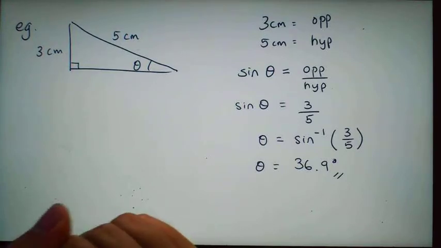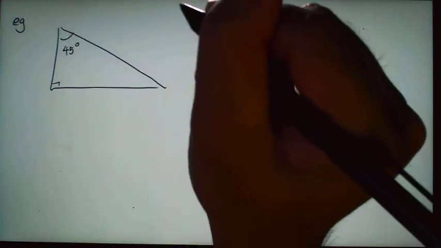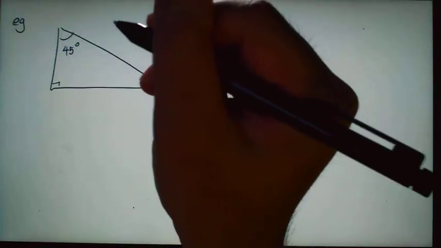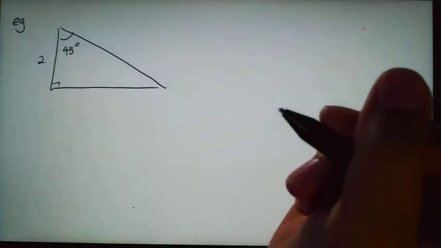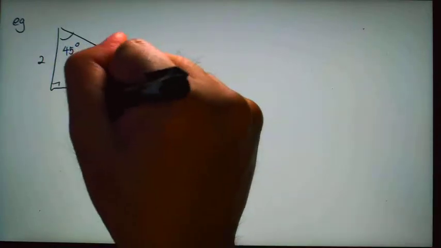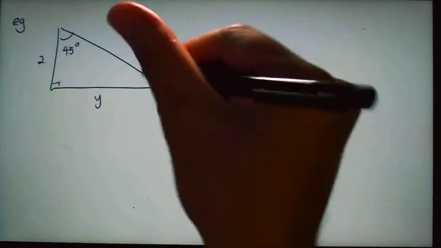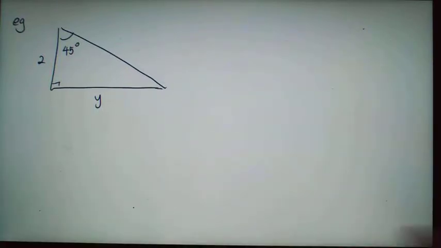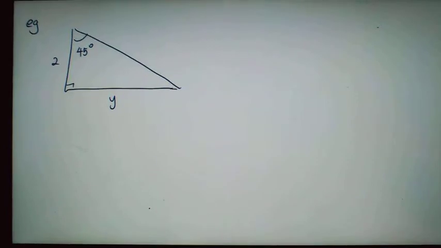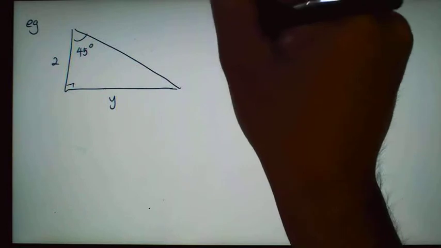Okay, let's have a look at the other one. I've got, let's say, this one here. Again, I'm just roughly drawing. Like this example, this is 45 degrees. This one here is 2. What's y? This is not to scale, of course. What's the value of y? I say this is 2 meters.